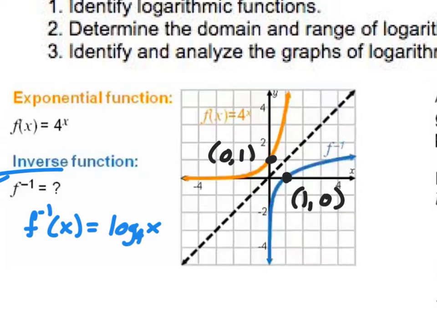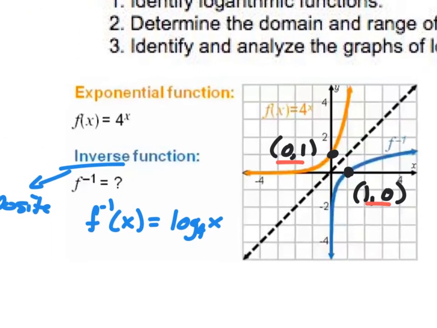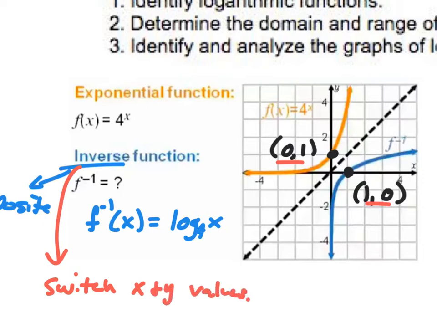In this case, that allows us to figure out, if we know values on an exponential function, we switch the x and y values and we can figure out what's on a logarithmic function. So, that's the thing. Notice that in an inverse function, that's when you switch the x and y values.